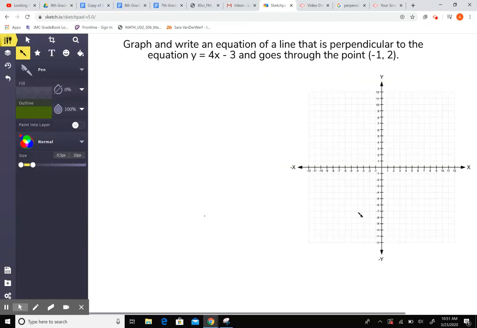Alright, so this video is going to differ from the last video just a little bit. In the last video, we had to write an equation and graph a line that was parallel to another line, but in this video, we're going to have to graph and write the equation of a line that is perpendicular to another line. So first we have to ask ourselves, what does perpendicular mean?